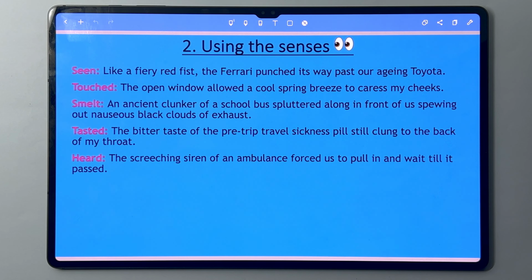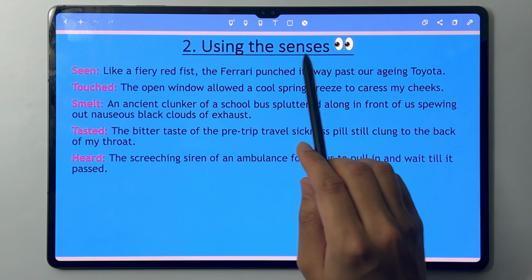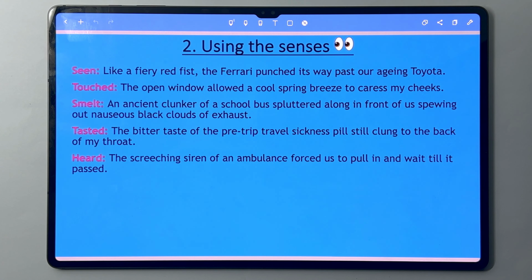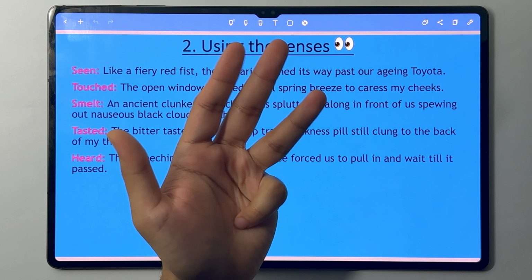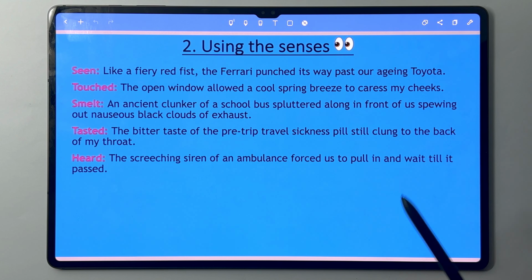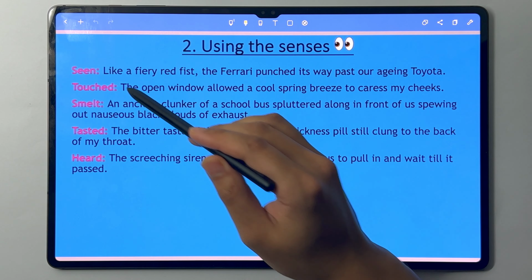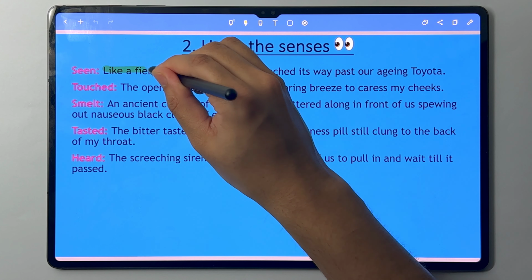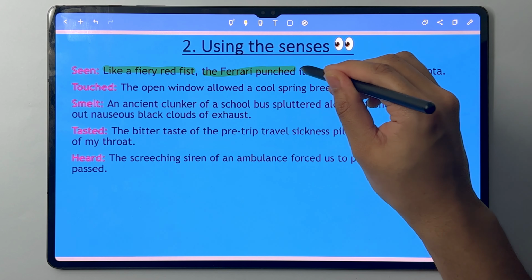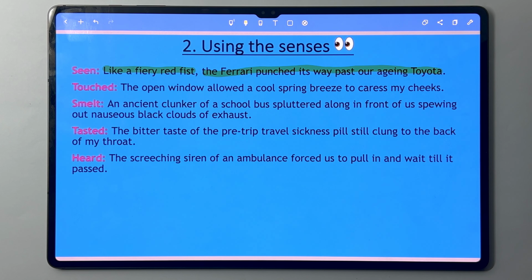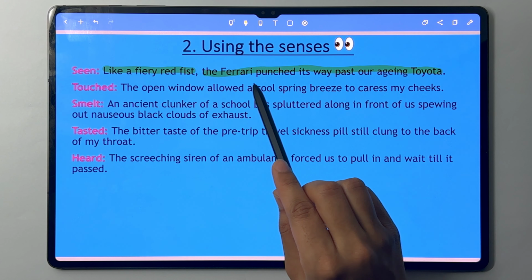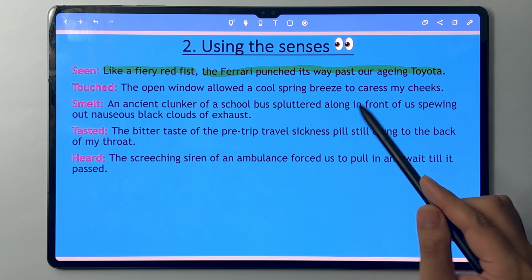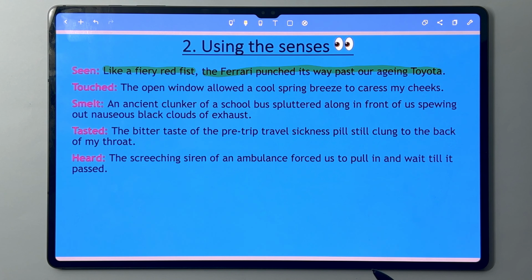Number two, in terms of how to write a fire description, using your senses. So think about your five senses. So they include what you can see, what you can touch, what you can smell, what you can taste, and what you can hear. So I've got some examples to quickly go over. In terms of seeing: like a fiery red fist, the Ferrari punched its way past our aging Toyota. So here, I've started off with a simile, like a fiery red fist. The Ferrari punched its way past our aging Toyota. So that description, of course, tells us that it was traveling extremely quick and fast.